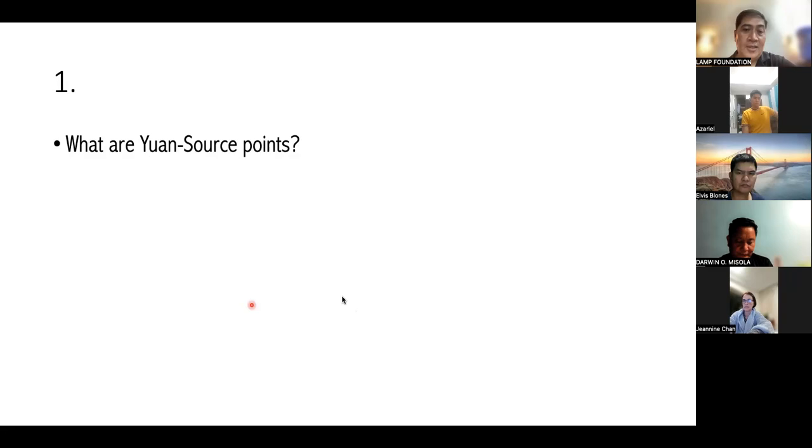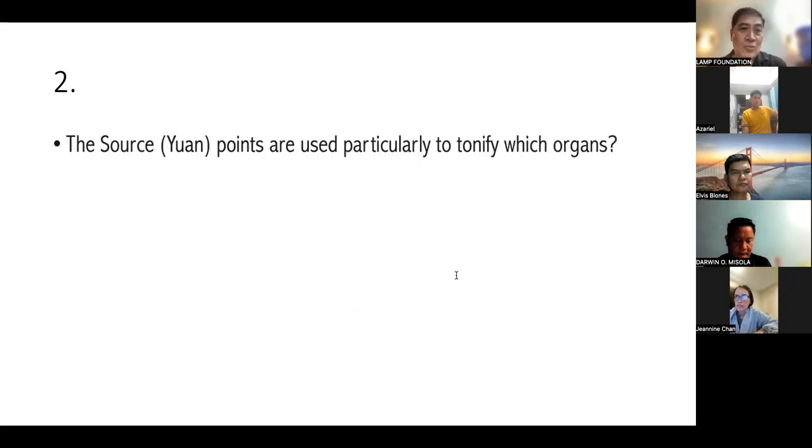Okay, very good. Kasi nandito yung original chi, yung Yuan chi, di ba? Dito nagsisilbing source. So, ma-harness mo yung chi doon. Okay. The source points or Yuan-Source points are used particularly to tonify which organs? Yin organs or yang organs?